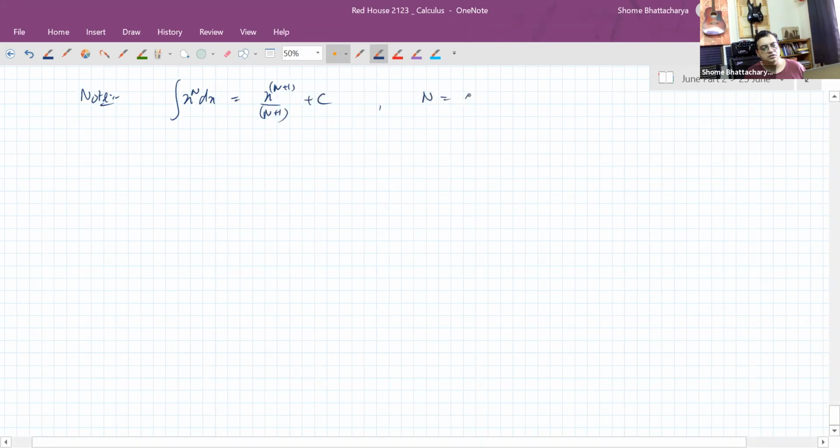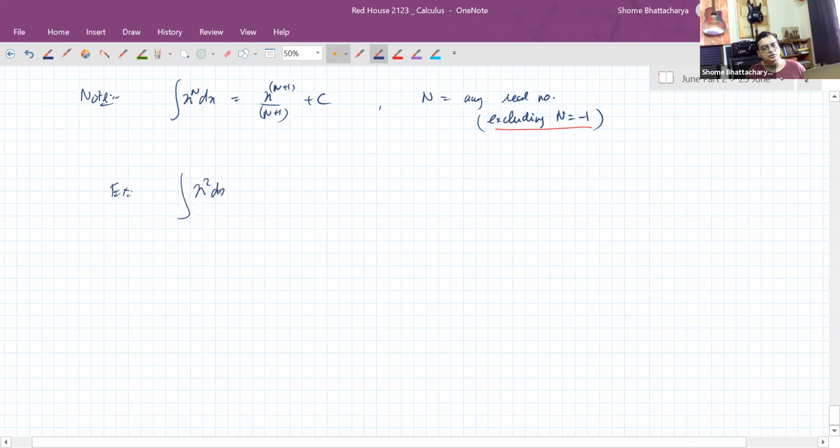n can be any real number, excluding n equal to -1. For -1, we have a separate formula we'll discuss, because if we take n as -1 on the right hand side, we get an undefined quantity because n plus 1 in the denominator becomes 0. Okay, so let's look at an example.